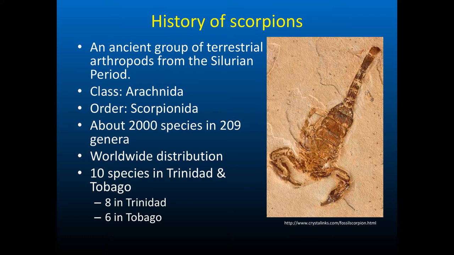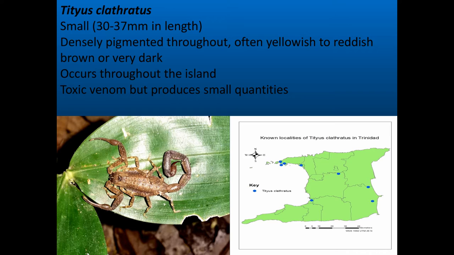So as I said before, we have 10 species of scorpions. 8 species belong to Trinidad. So this is one particular species. What I did as well while doing my project, I compiled all the information about distribution of all the scorpions throughout Trinidad and Tobago, and I came up with updated maps and updated distributions as well. So on the left would be a picture of the scorpion in the field, and on the right would be the distribution of where they're currently found, or the known localities throughout the country. On top is just a little bio about the species as well.